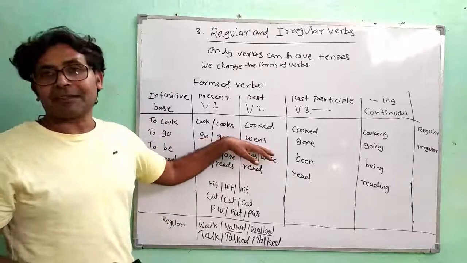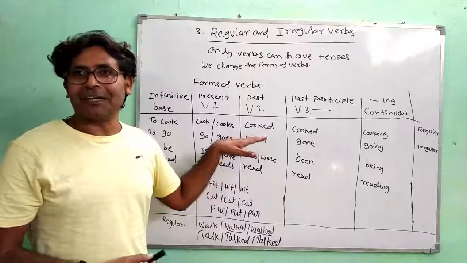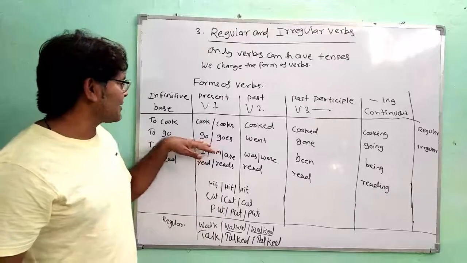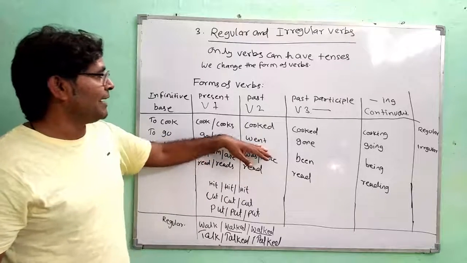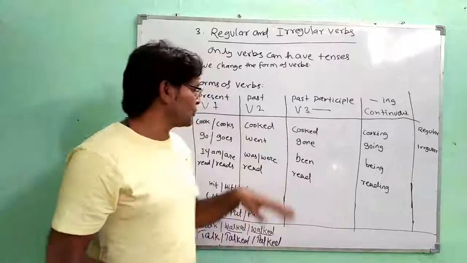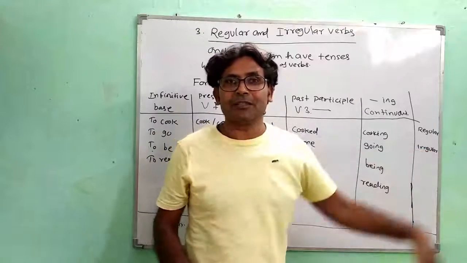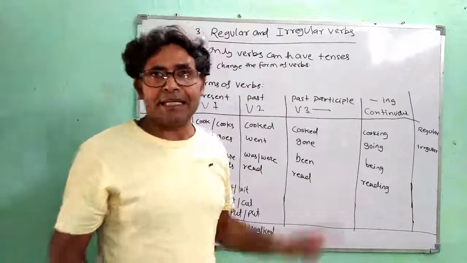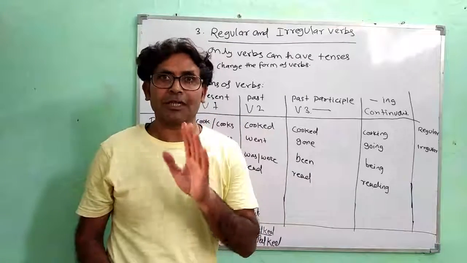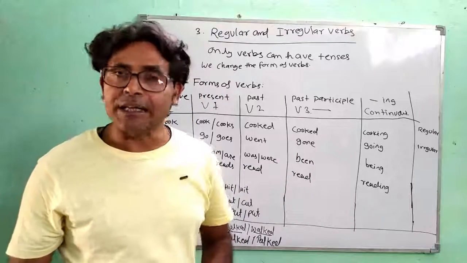Went is past tense. Have you ever heard "goed"? No. "Goed" is not a verb. So what is the past tense of go? It is went, the past participle is gone, and going is the continuous form. So go is an irregular verb because it does not end with -ed in the past and past participle forms. A verb which does not end with -ed in the past and past participle forms is an irregular verb.